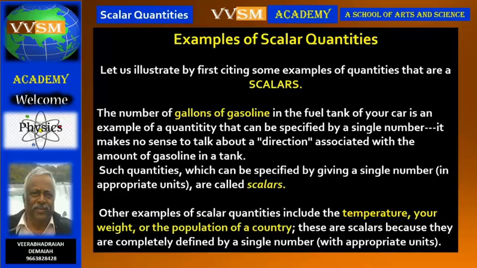It makes no sense to talk about direction associated with the amount of gasoline in a tank. Such quantities, which can be specified by giving a single number in appropriate units, are called scalars. Other examples of scalar quantities include the temperature, your weight, or the population of a country. These are scalars because they are completely defined by a single number with appropriate units.